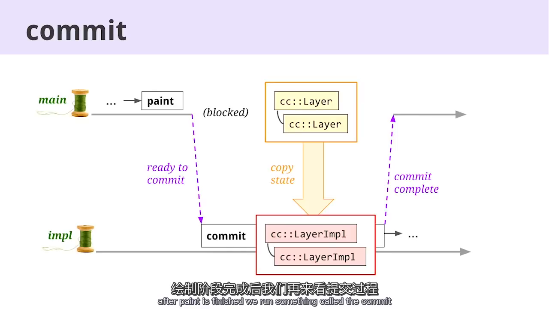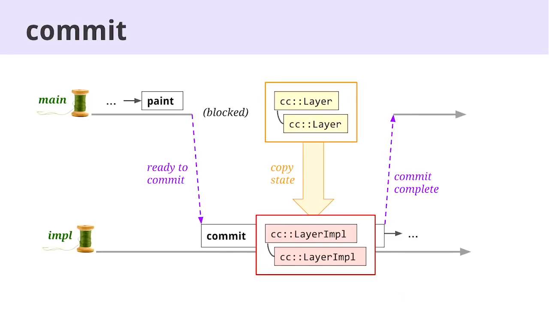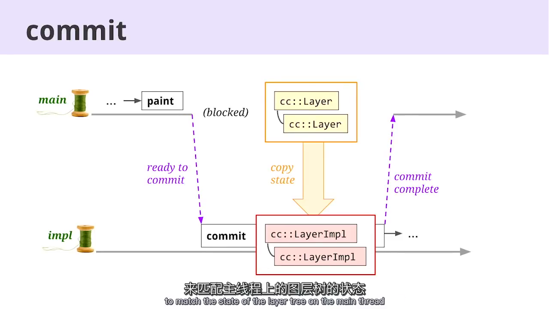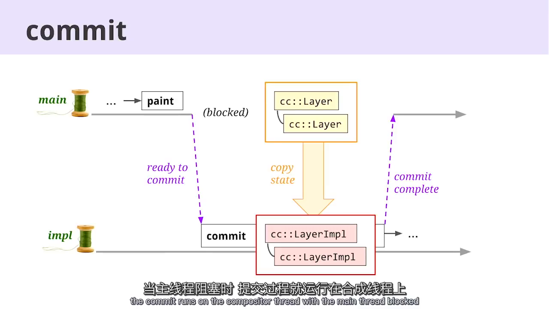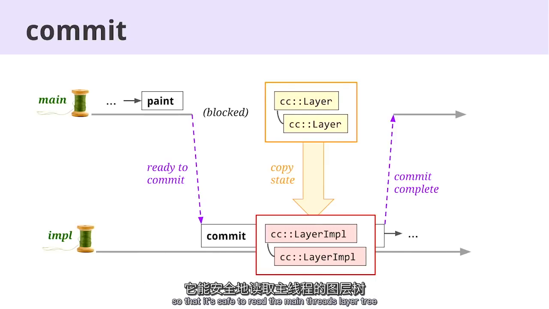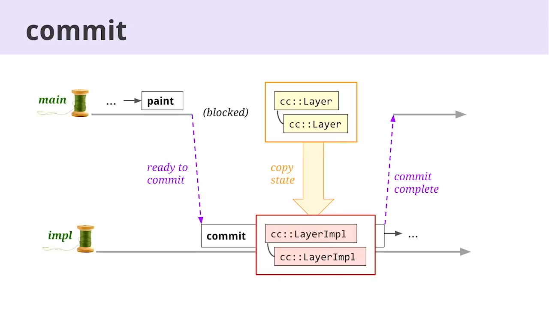After paint is finished, we run something called the commit, which updates a copy of the layer tree on the compositor thread to match the state of the layer tree on the main thread. The commit runs on the compositor thread with the main thread blocked so that it's safe to read the main thread's layer tree. So that's how the synchronization happens.